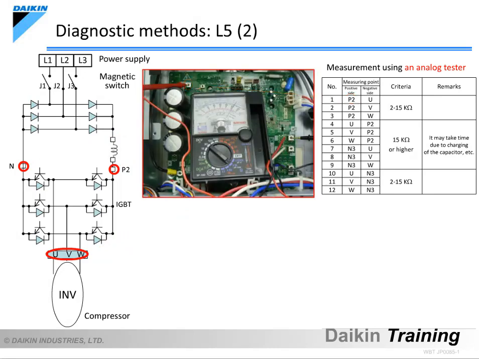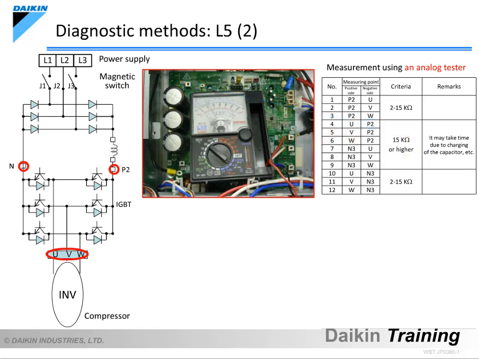When using an analog tester, refer to the top table on the screen. First, while placing the positive probe on the P2 terminal, place the negative probe on the U, V, and W terminals to measure the resistance. If the measured values are within the criteria range, there is no problem. Next, while placing the negative probe on the P2 terminal, place the positive probe on the U, V, and W terminals to measure the resistance and determine if it is OK.